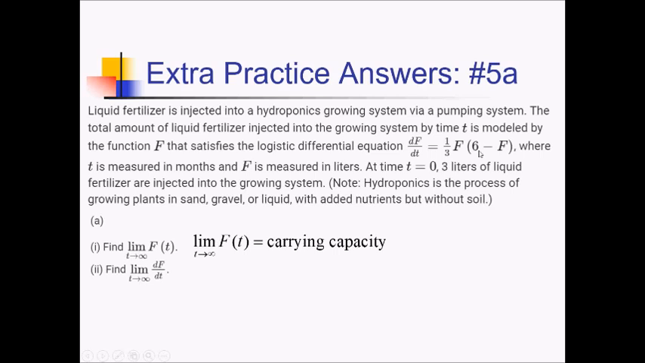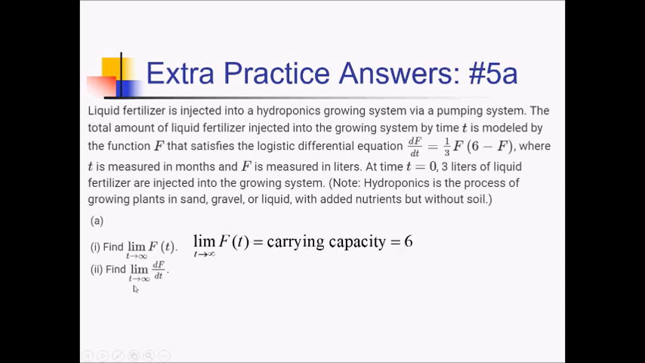Because with logistic curves, you always have growth that's proportional to the amount of something in a system times the amount of something that is still to go in the system. So we have a carrying capacity of 6, and that effectively answers this question, because the limit of the amount of stuff in the system is the carrying capacity.